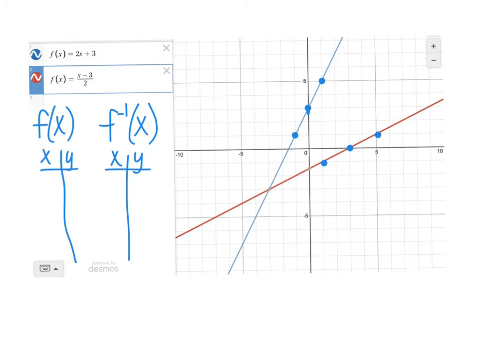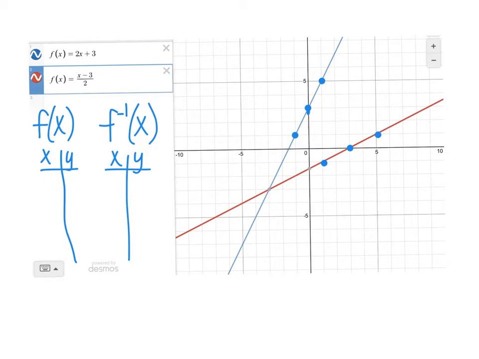Now I took those two functions that we just wrote, and I graphed them in Desmos. You can see my original one, 2x plus 3, is in blue here, and my inverse function is in red here. Remember, inverse functions undo each other. So there are some special things about these two lines that we're hoping you notice.